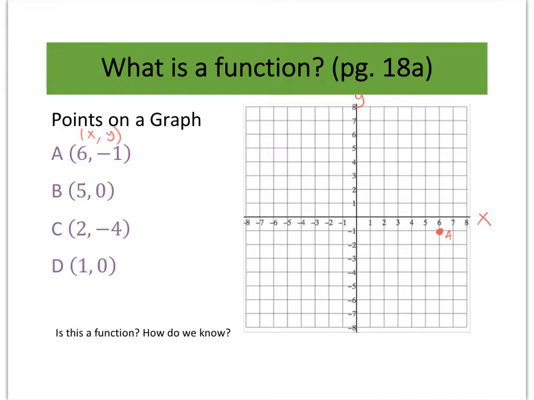B is labeled 5, 0. So again, I go over x is 5, and my y value is 0. So I'm going to plot a point right there, and I'm going to do it in blue just so that it's a little different. And I'm going to label that point B. I can repeat this over and over. My C is at 2, -4, so I go over 2, and down 4, -4 because the -4 lines up. I'm going to plot the point C. And D is 1, 0, so I go over 1 and up and down 0. And my point D is right there. Is this a function?